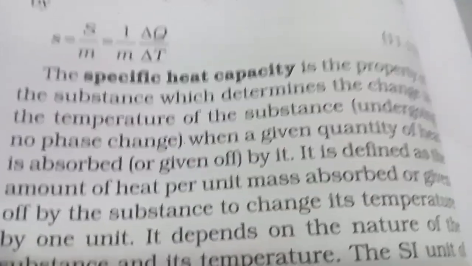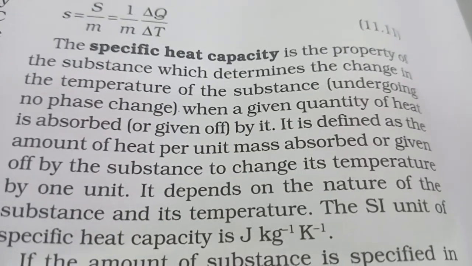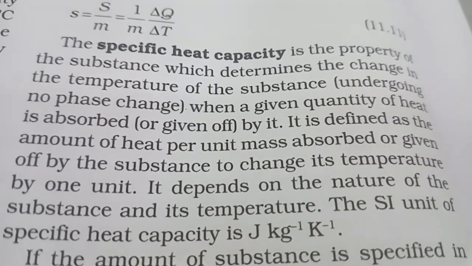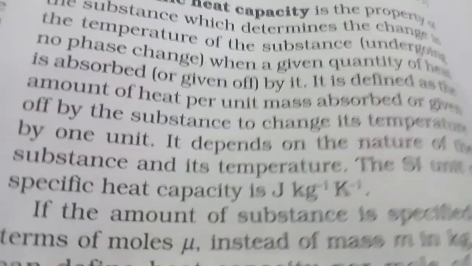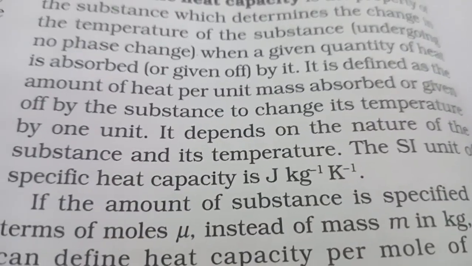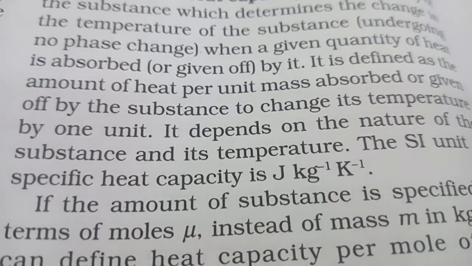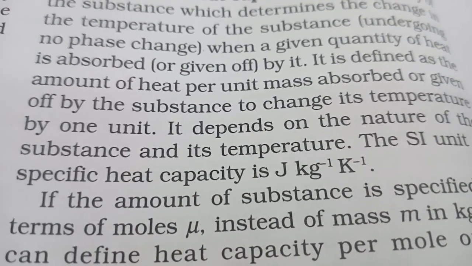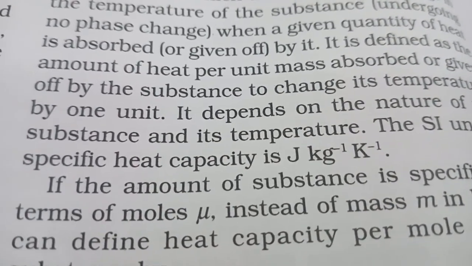The specific heat capacity is the property of a substance which determines the change in the temperature of the substance undergoing no phase change when a given quantity of heat is absorbed or given off by it. It is defined as the amount of heat per unit mass absorbed or given off by the substance to change its temperature by 1 unit.